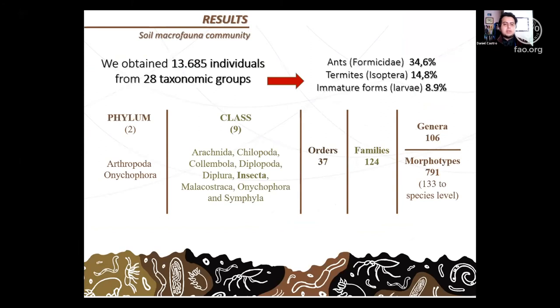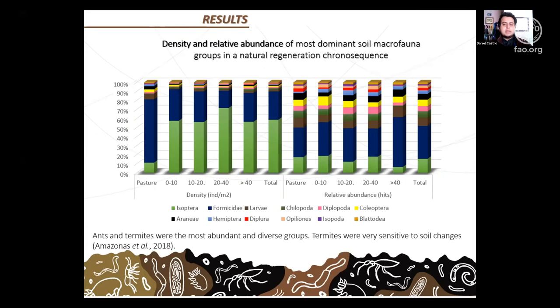For our results in the soil microfauna community, we identified 28 taxonomic groups. The most abundant groups were ants, termites, and larvae, especially larvae of Coleoptera and Lepidoptera. All the specimens were identified to at least family, and we found 791 morphotypes in 124 families, 37 orders, 9 classes and 2 phyla. Termites and ants were the most dense groups. Termites had the highest diversity values in soils at restoration ages, but less representation was shown in pastures. Ants were more abundant, and macrofauna abundance didn't change over the years.